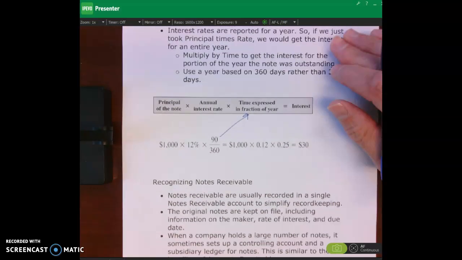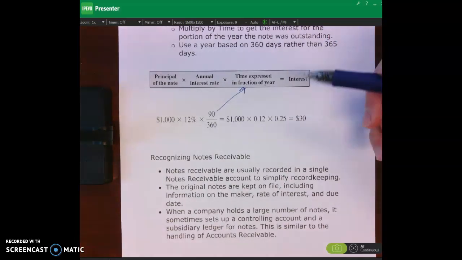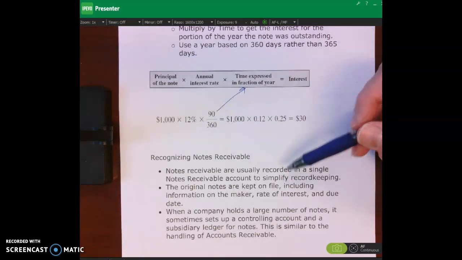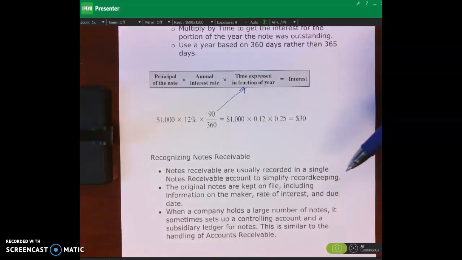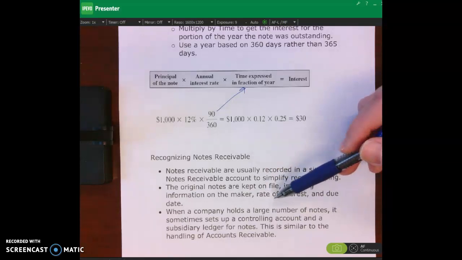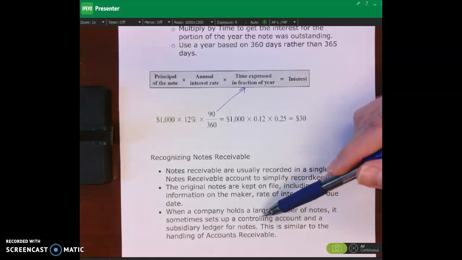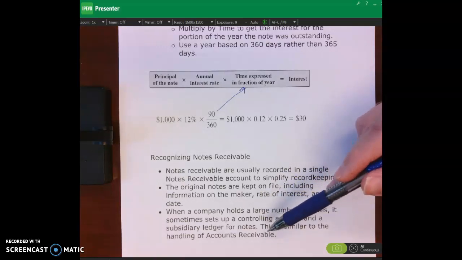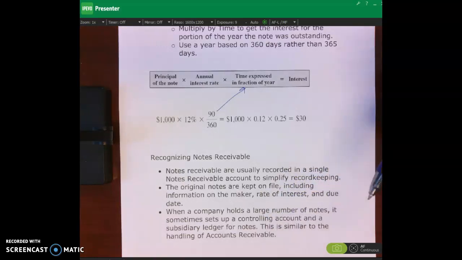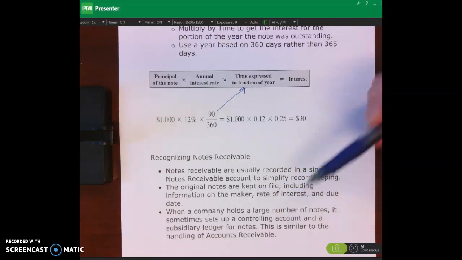In terms of recognizing notes receivable, let's talk about some of those journal entries. Notes receivable are usually recorded in a single account to simplify record keeping. The original notes are kept on file, including the information on the maker, the rate of interest, and the due date. If they hold a large number of notes receivable, they could set up a subsidiary account for notes receivable, just like what we did for accounts receivable. But they probably only do that if they hold a large number of notes receivable.